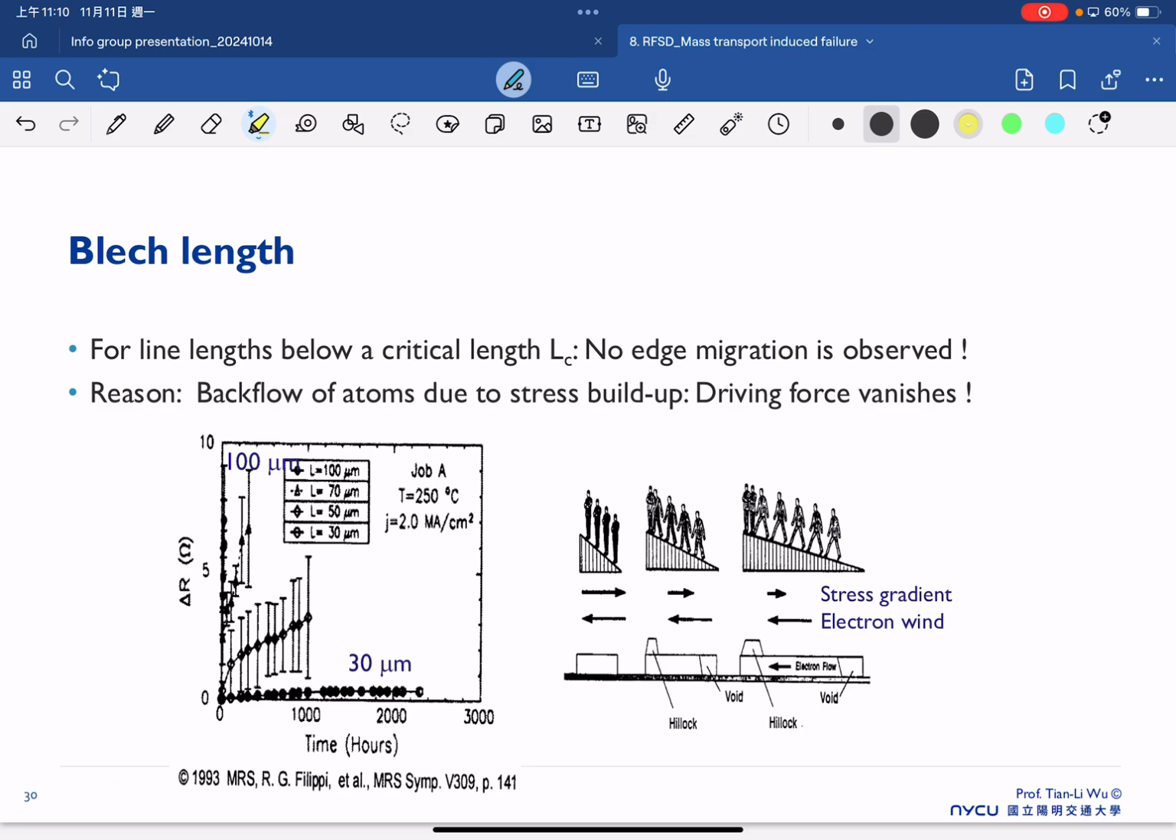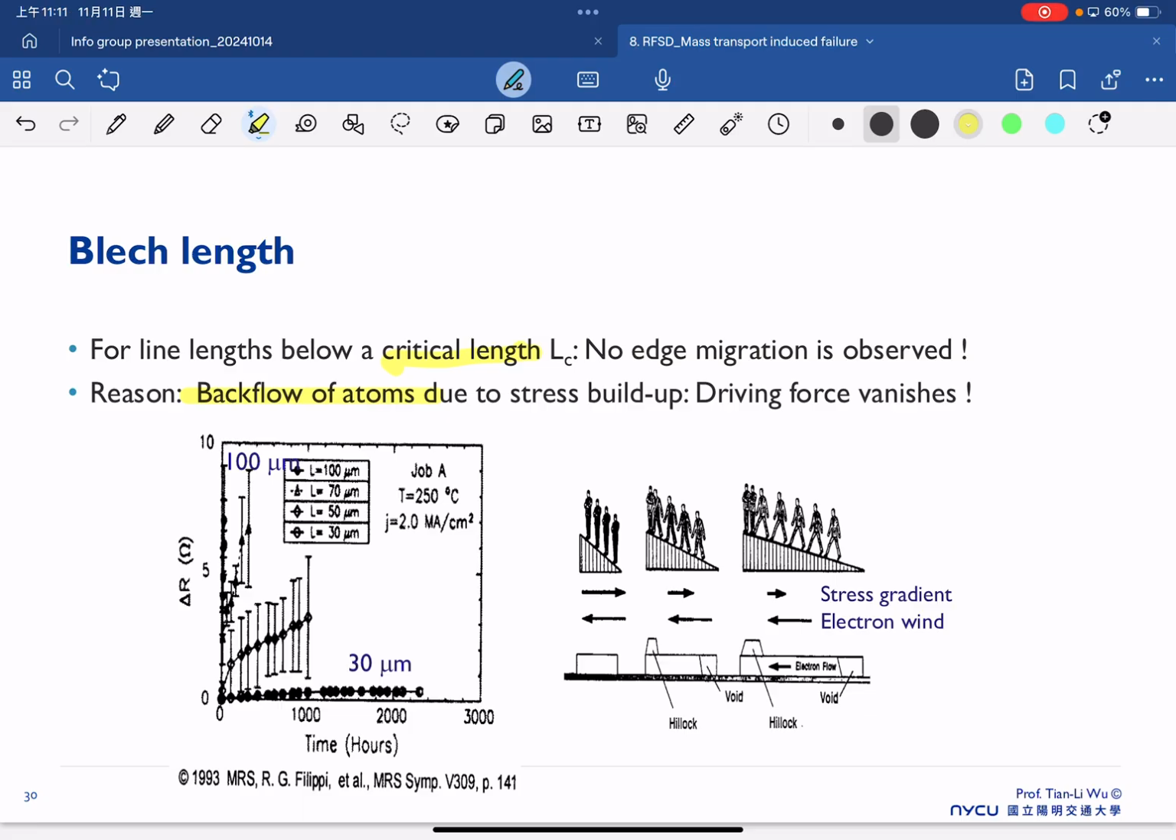So the Blech line, but now afterwards, this guy also found another very interesting result: for a line below the critical length, there's no migration observed. So we won't see any migration. And this is mainly because of the balance of the backflow atoms. In the end, the driving force completely disappears.